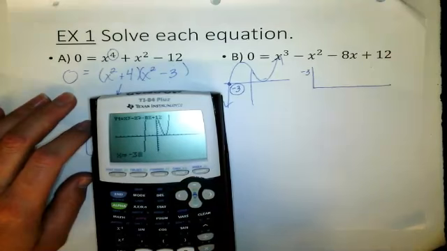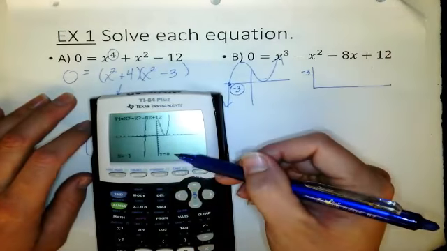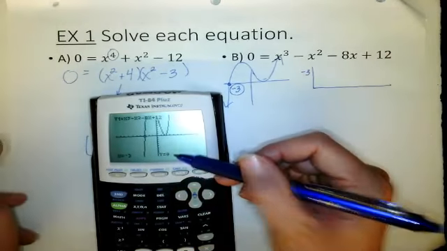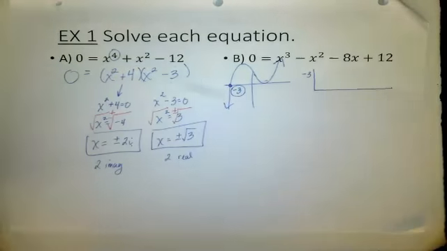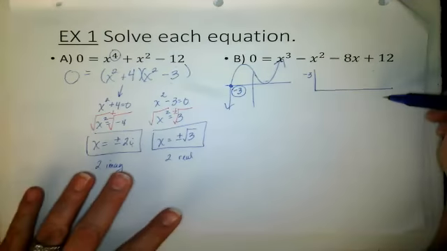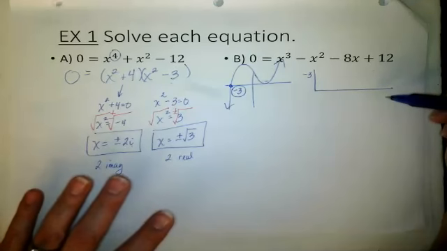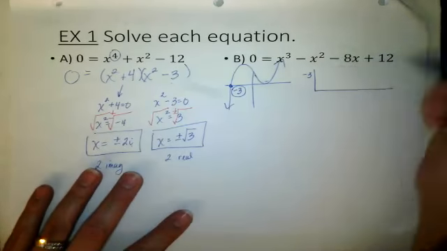You can use trace and type in -3, and you can see it's a 0, an x-intercept. So it should work. It should divide evenly. It should have a remainder of 0. So I'm going to use some synthetic division from Friday.